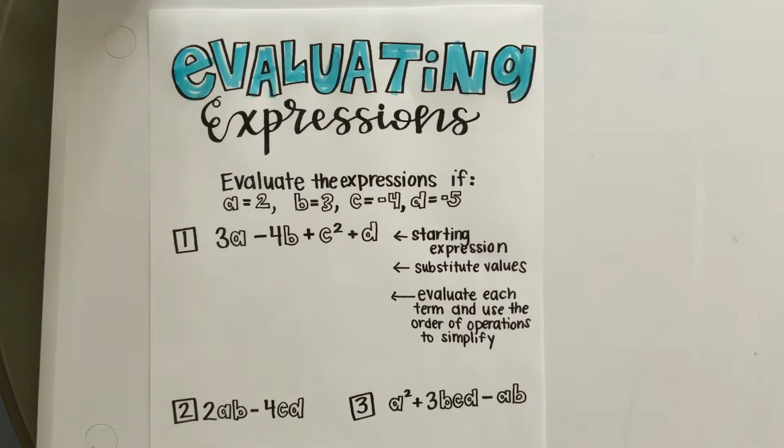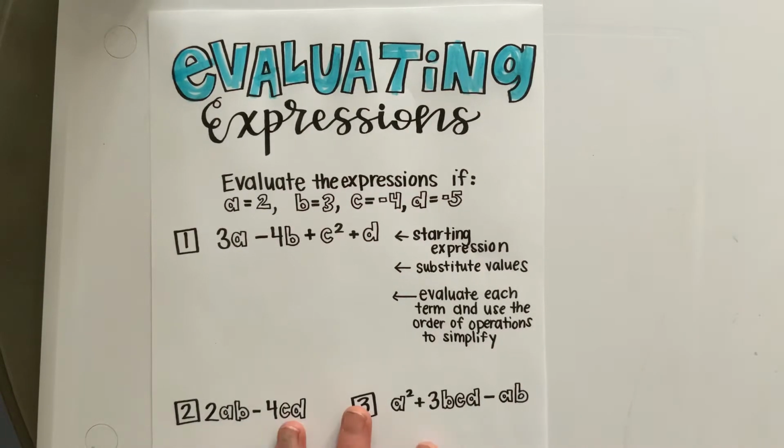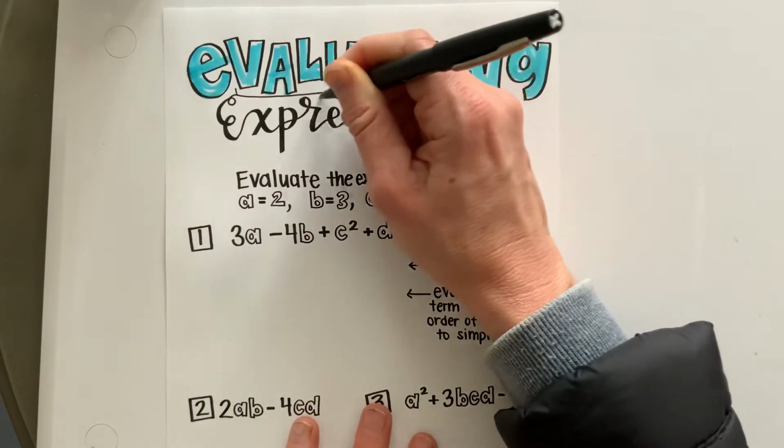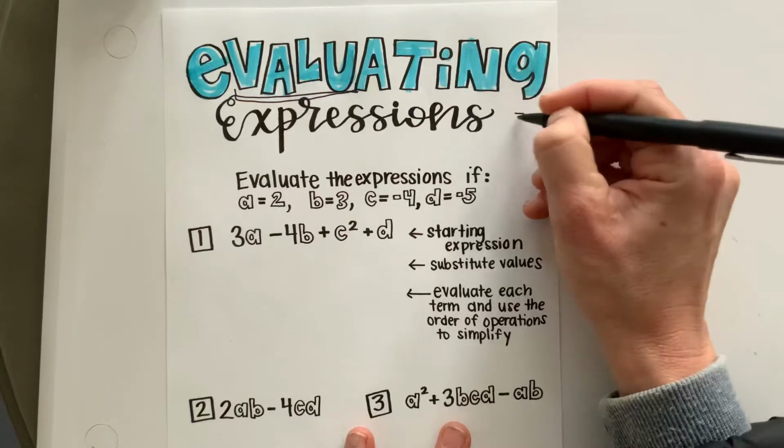In this video, we are going to be learning about evaluating expressions. All right, so we learned about expressions in the previous video. Now, when we evaluate them, that means that we are going to find their value. So there's the root word there, or what they are equal to.